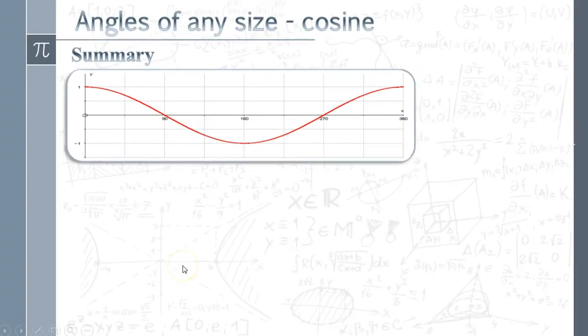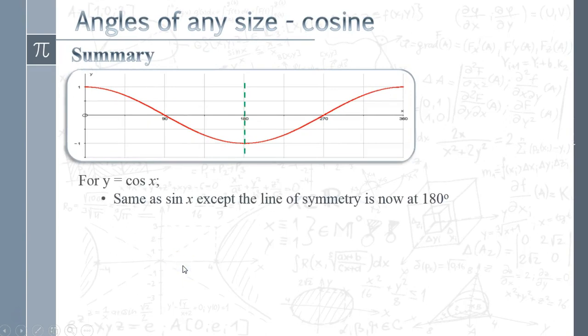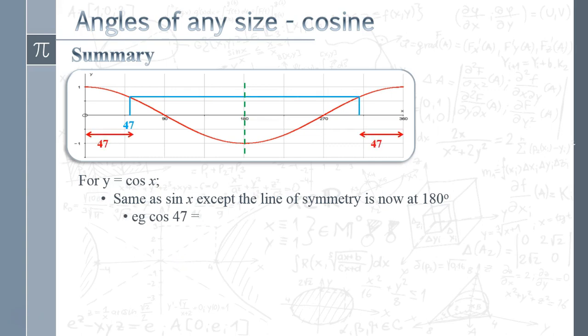Going back to it, what that tells us is that for the cosine curve, we've got a line of symmetry, the same as the sine curve, except now our line of symmetry is at 180. So if I took, for example, the cos of 47, think about symmetry: this distance is 47, so this distance here is 47, which means cos of 47 is the same as the cos of 313.